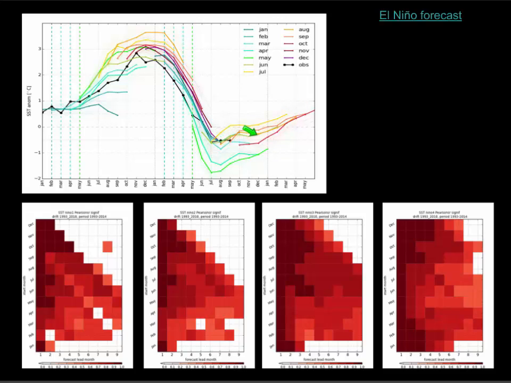And that's another way of representing the sea surface temperature anomaly. So these are our most recent forecasts. We are sort of saying we're going to stay around zero.